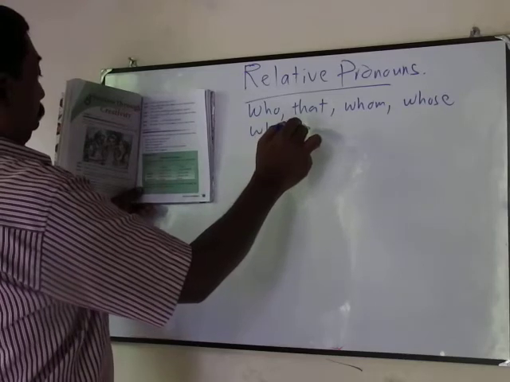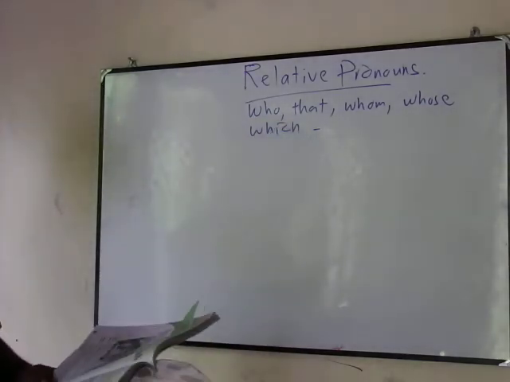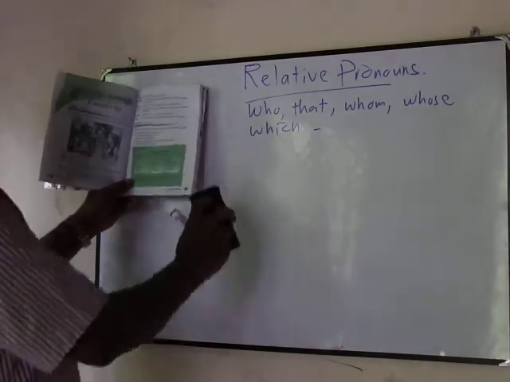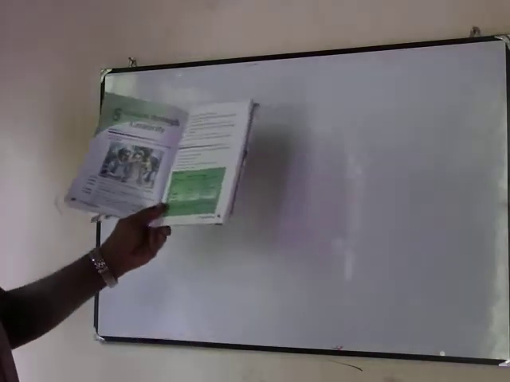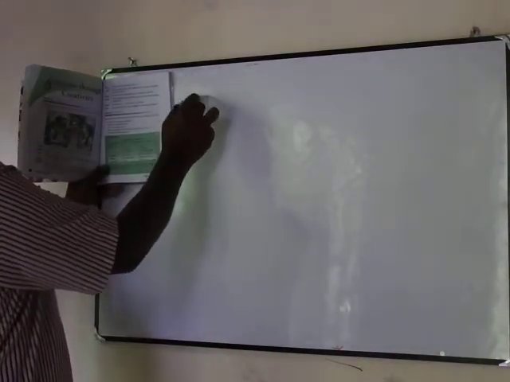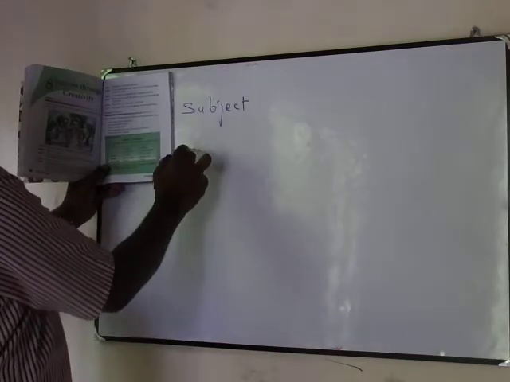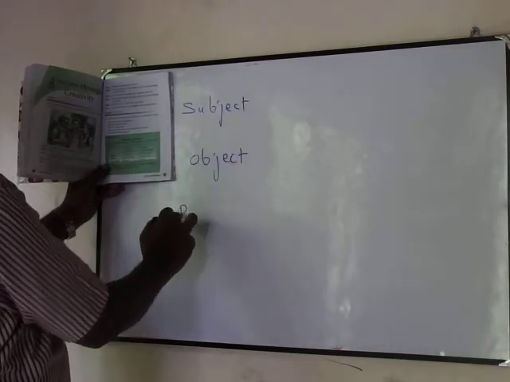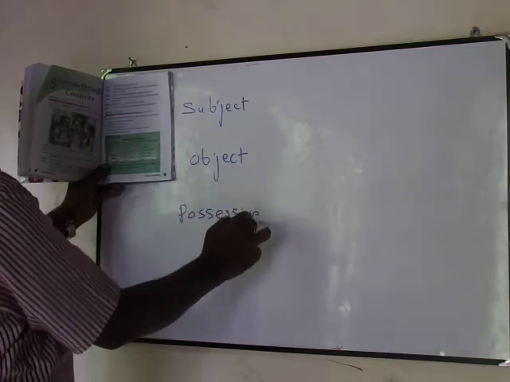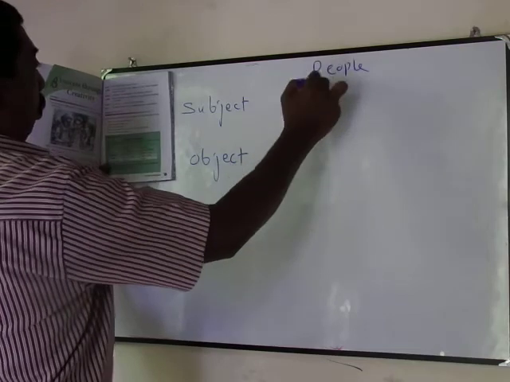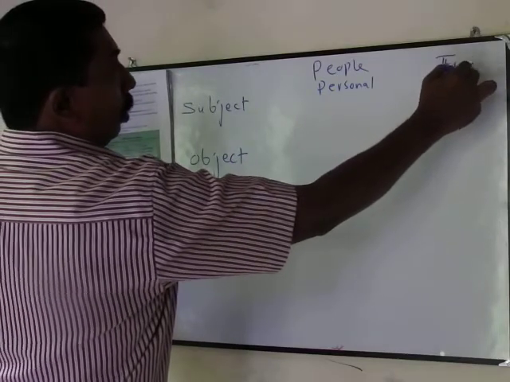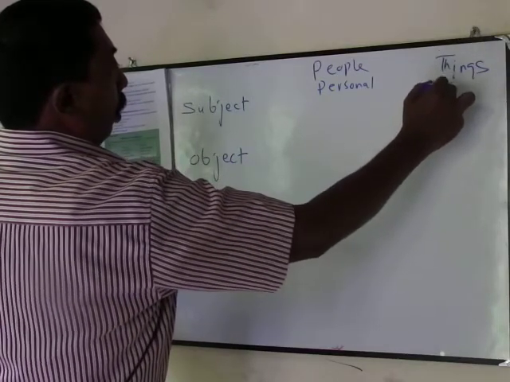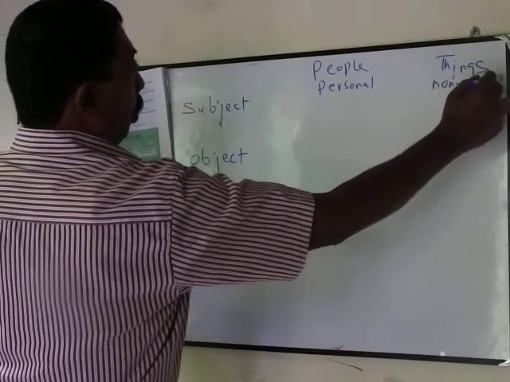The highlighted words in the conversation are called relative pronouns. Subject, object, possessive. People mean personal. Things mean non-personal.